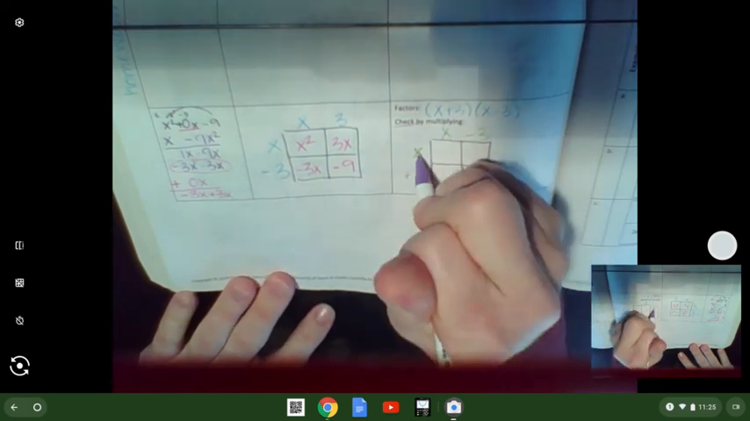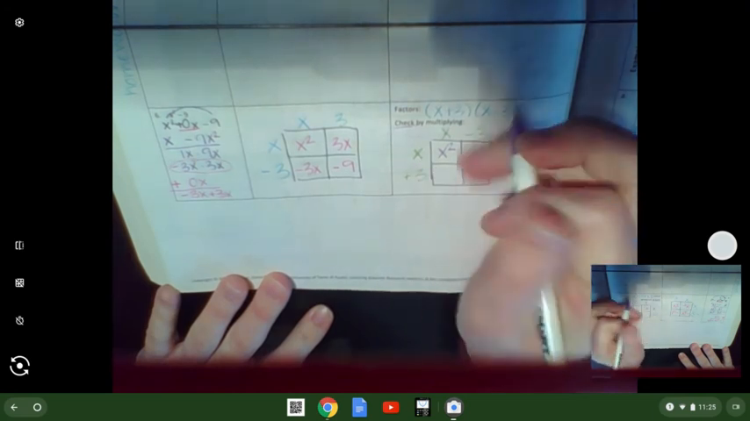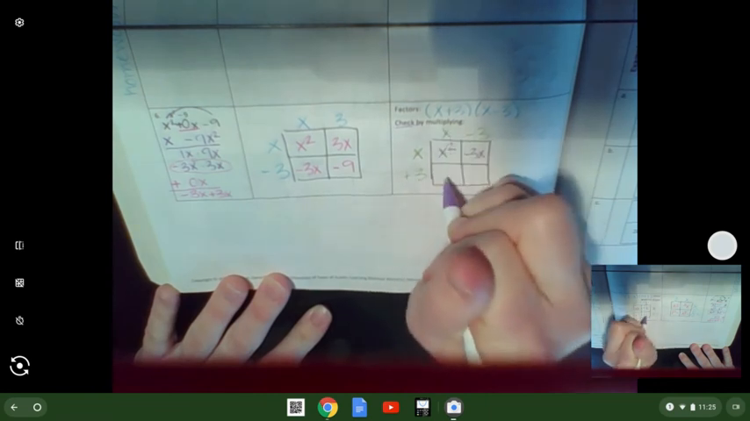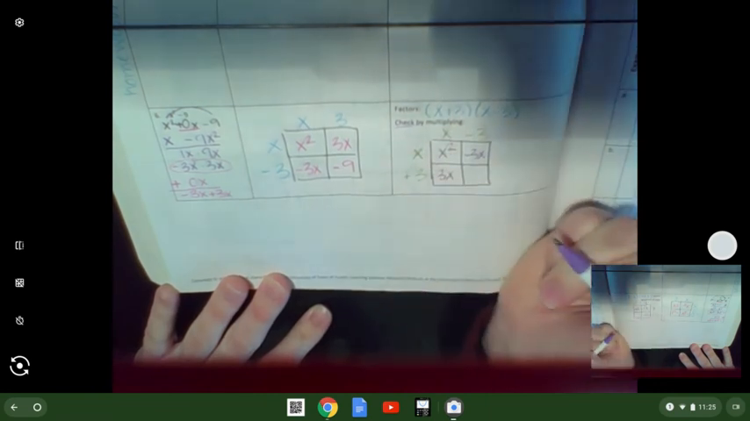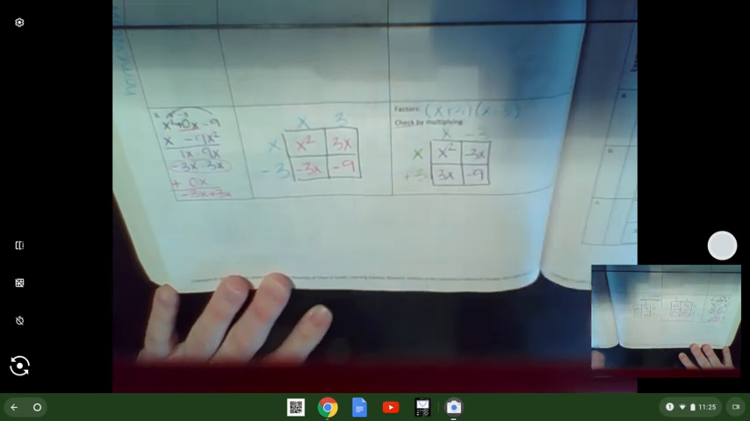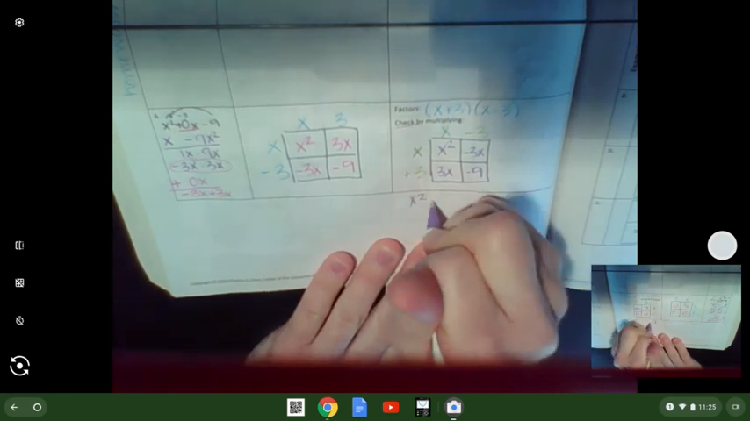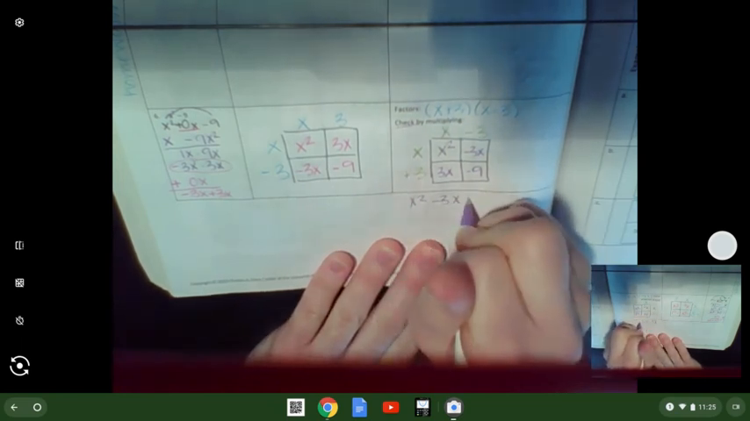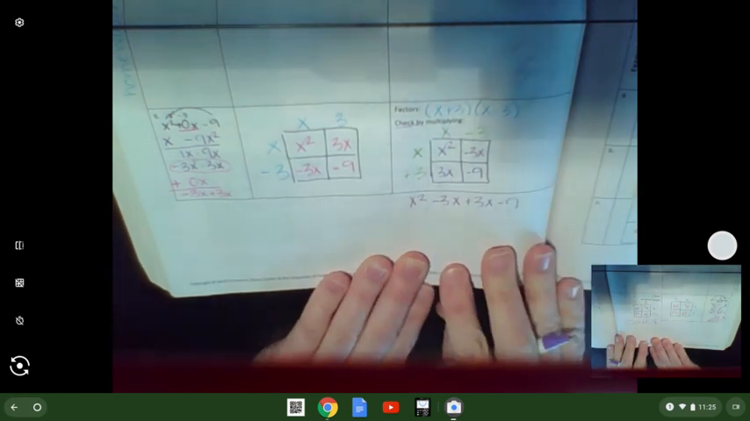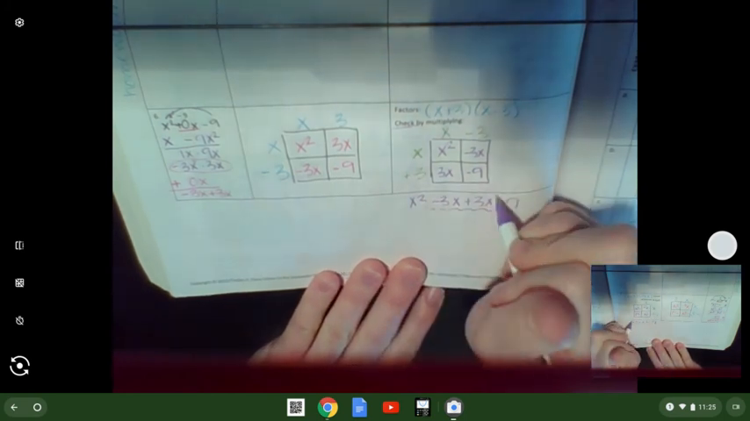So here we go. X times x is x squared. X times negative 3 is negative 3x. Positive 3 times x is a positive 3x. And positive 3 times negative 3 is negative 9. Again, we never answer in our box, so taking everything out of our box in any order you wish, x squared minus 3x, a positive 3x, and a negative 9. We're going to look to combine like terms right there in the middle, but notice they're opposites. What do opposites do? They cancel.